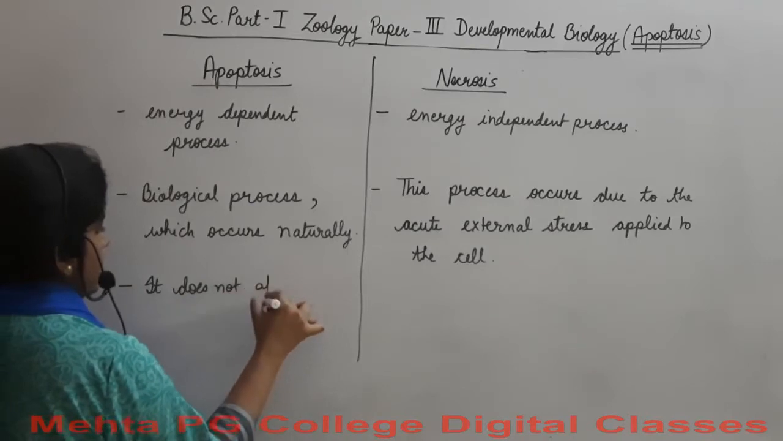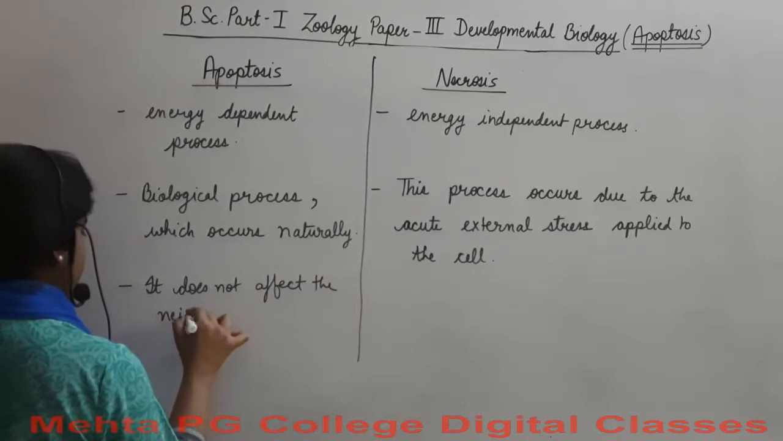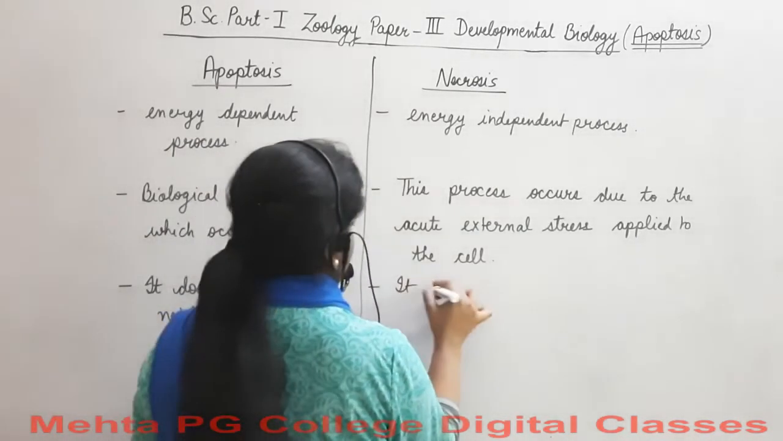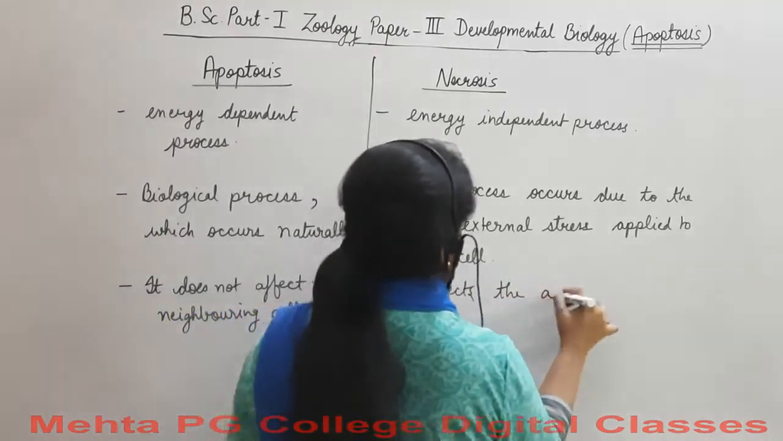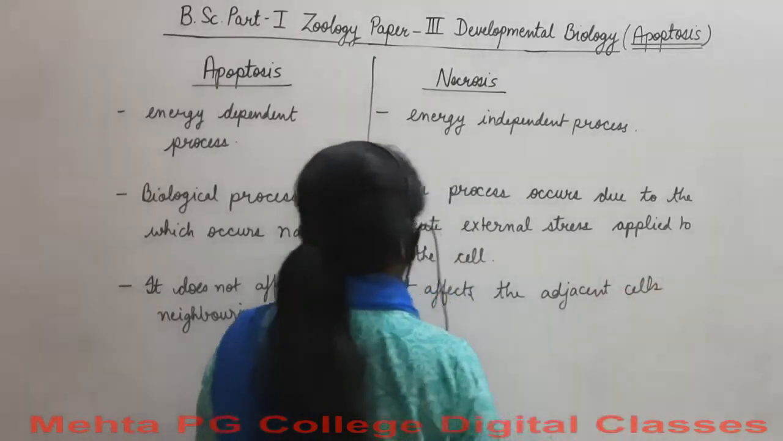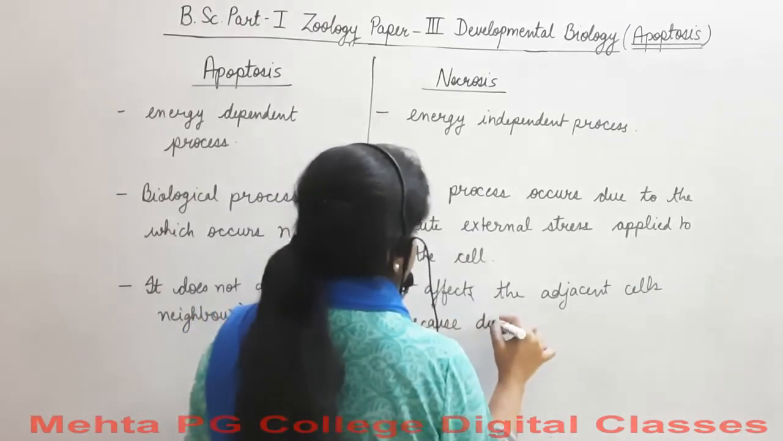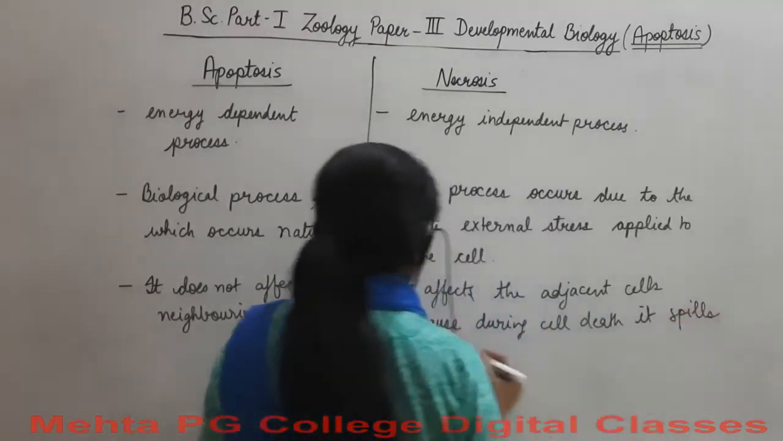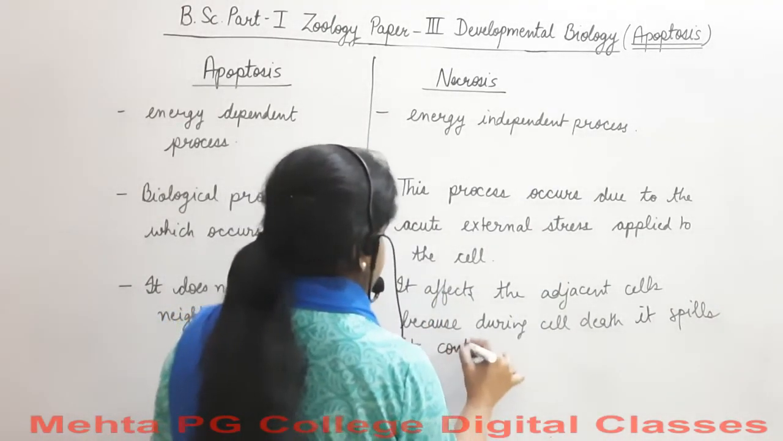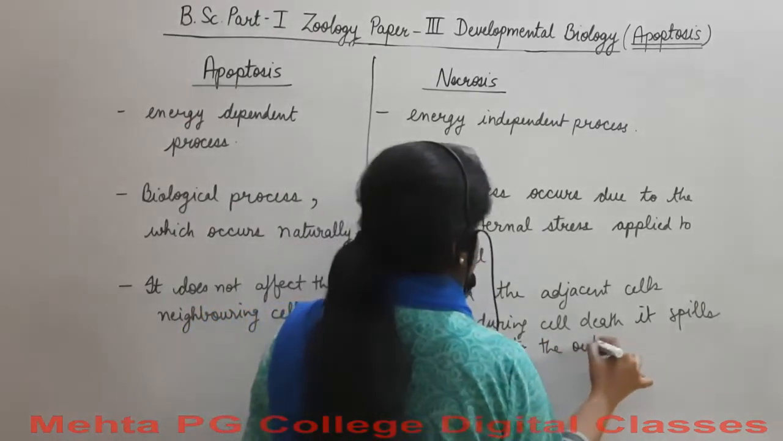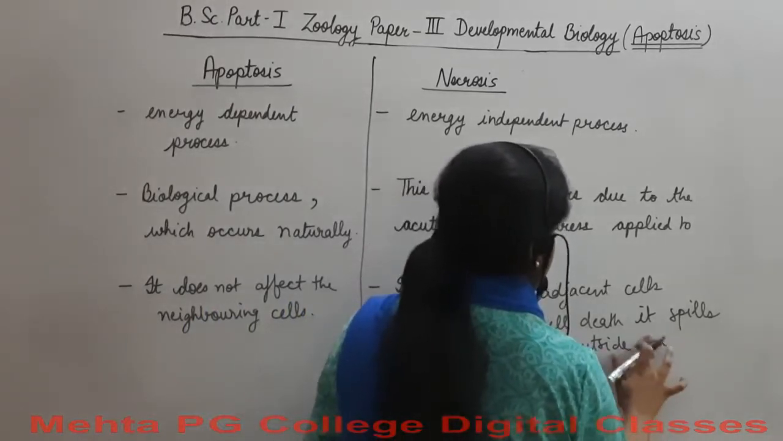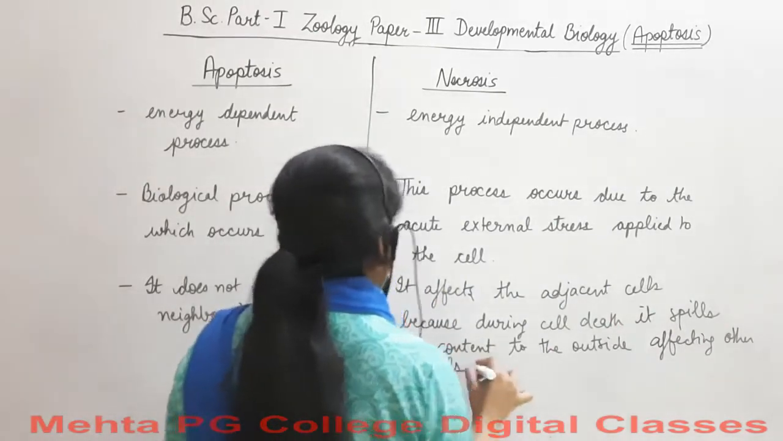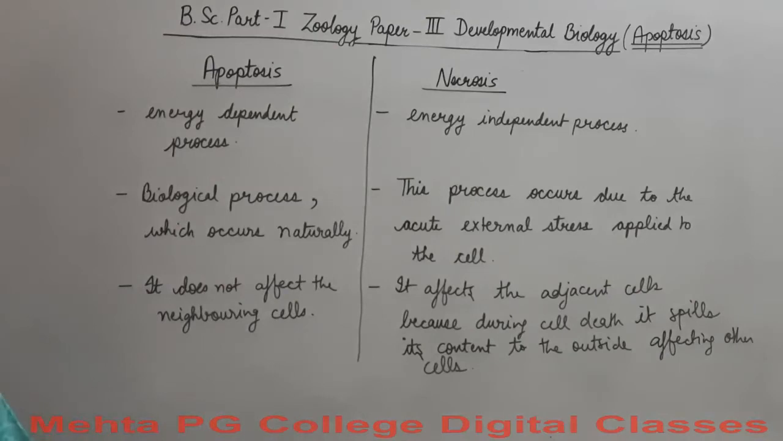does not affect the neighboring cells, or we can say adjacent cells. It affects the adjacent cells because during cell death it spills its content to the outside, affecting other cells. Now I suppose that the difference between apoptosis and necrosis should be clear to all of you.